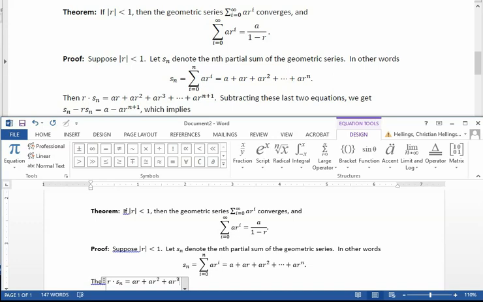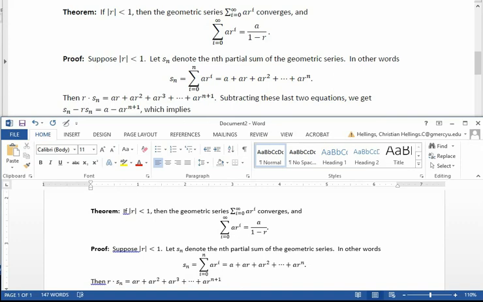I'm hitting spacebar after each of these. Plus, now \cdots. Oops, no S in there. \cdots. Okay, plus AR^(n+1). Spacebar, the parentheses go away. Leave equation editor with the right arrow key, period.